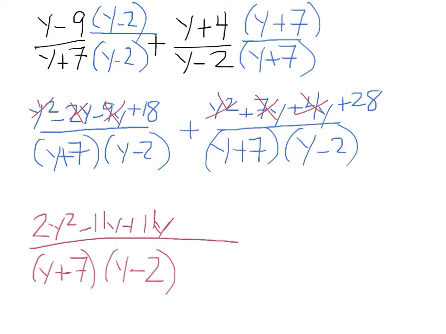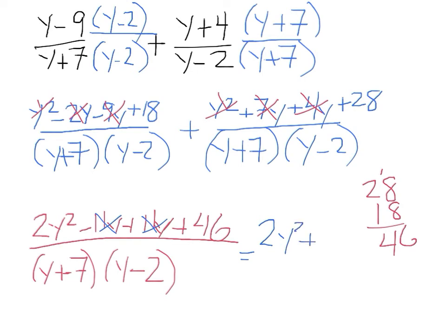And then we look and say, okay, we have an 18 and a 28. So 28 plus 18, 8 and 8 is 16, put down the 6, carry the 1. 2 plus 1 is 3, plus another 1 is 4. So plus 46. Okay, then we see that these guys cancel out. So it looks like our final answer is 2y squared plus 46 over y plus 7, y minus 2.